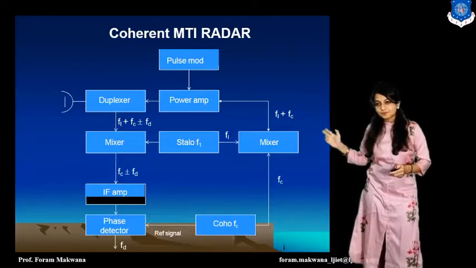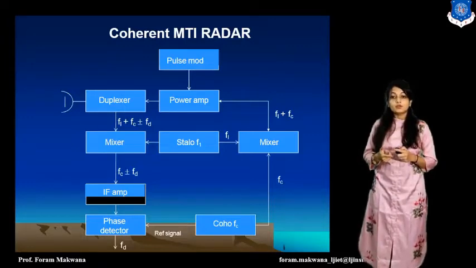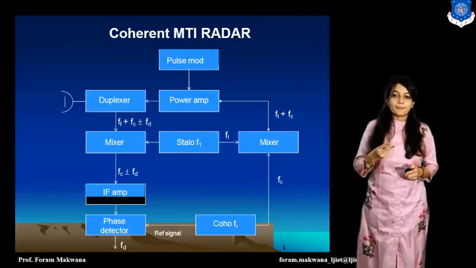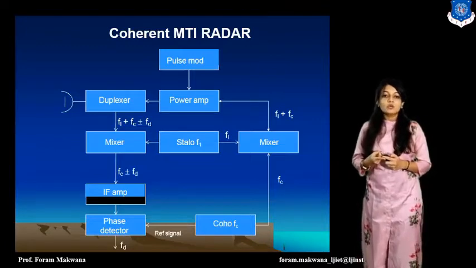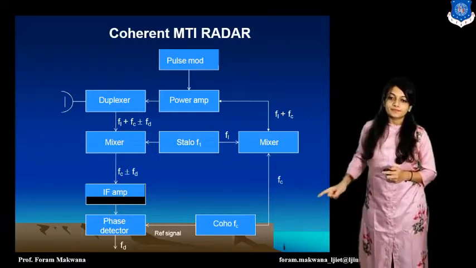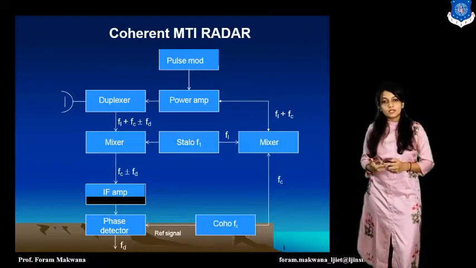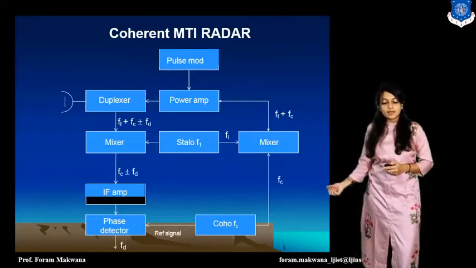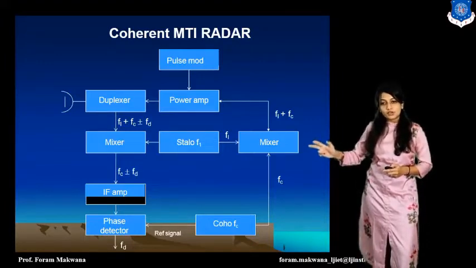Firstly, what we are going to transmit? We are going to transmit two frequencies. First one is a stable local oscillator frequency, that is F1, and second, that is FC, a coherent oscillator frequency. Both these frequencies are going to be applied to the mixer for the addition.